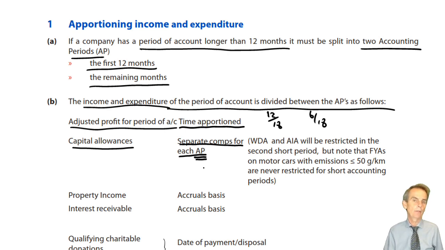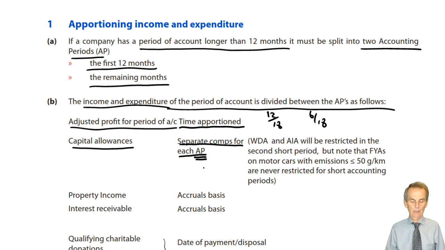Now, because this is a 12-month accounting period, the AIA available was a full 1 million, the annual limit. And of course, your WDA is your full annual limit, whether that be in relation to your main pool or your special rate pool. If there was any low emission cars bought during that 12-month period, list them, take your FYA. Then carry forward your tax written down values on any main pool and or special rate pool to the next accounting period. How long will it be?